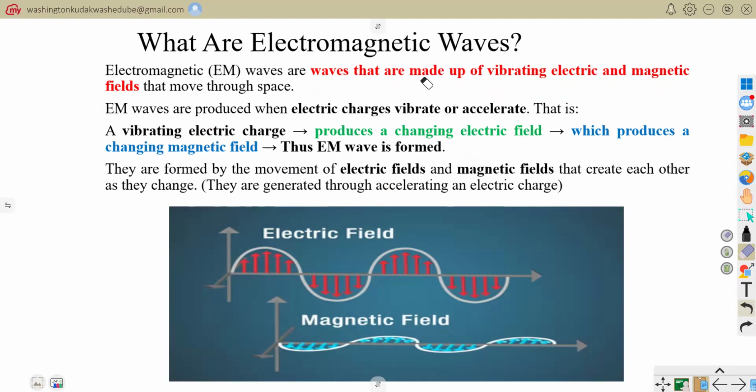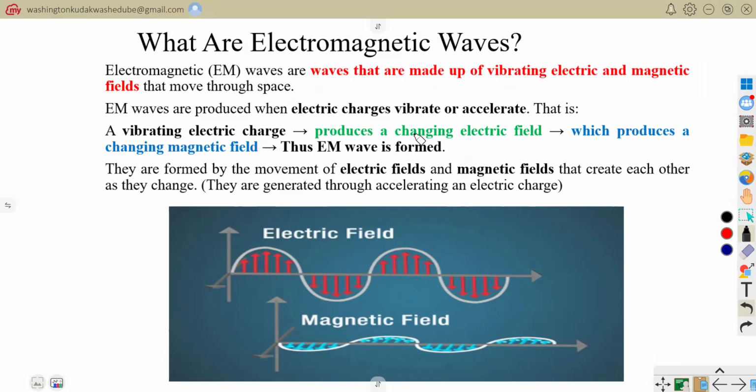So we have seen that what we refer to as waves is something that would actually have a wavelength as well as frequency, meaning to say that there is some propagation or else traveling. So when it comes to electromagnetic waves, we define these waves as a type of waves that are made up of vibrating electrical and magnetic fields. So electromagnetic waves, these are generated by accelerating an electric charge.